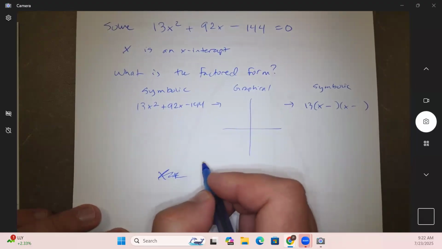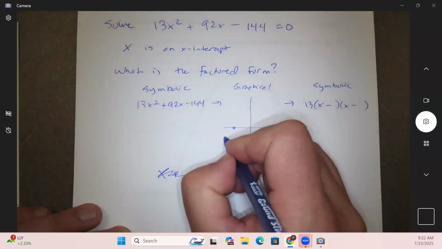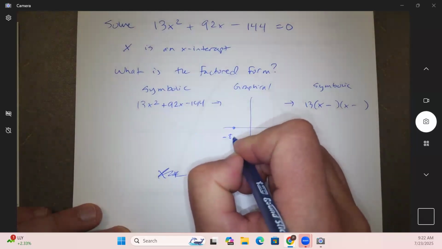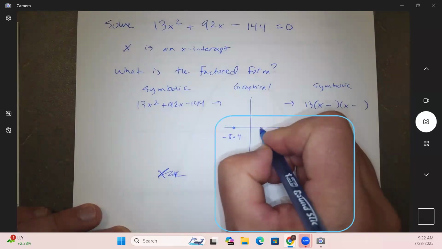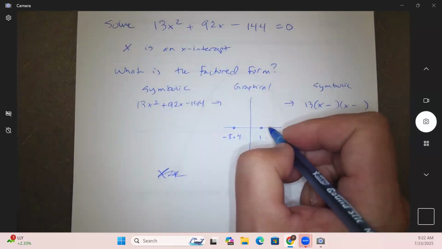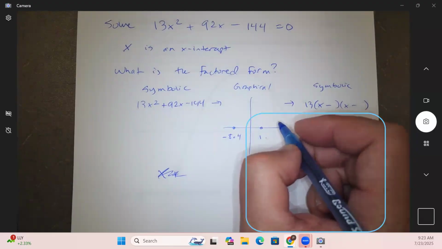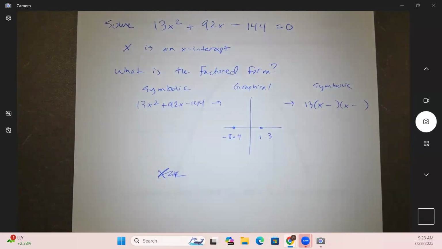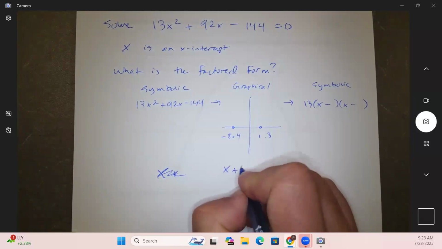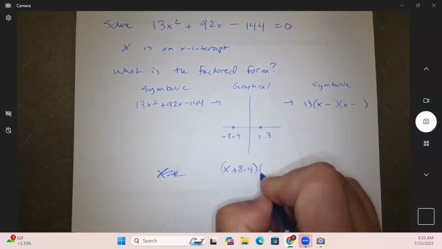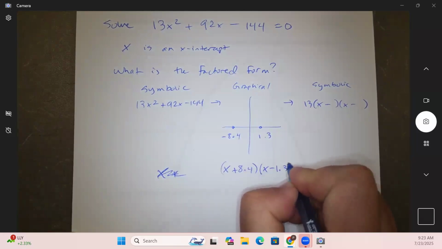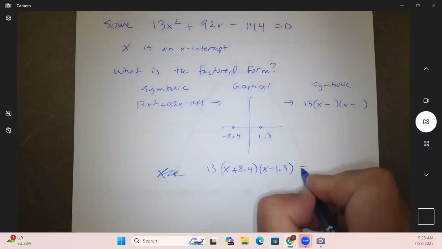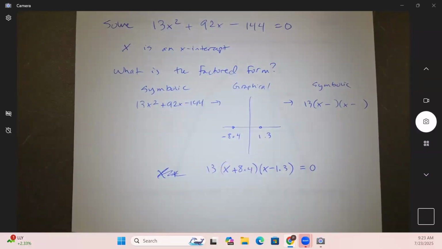First, let me say, on my graph, I see that I get a negative 8.4 and a positive 1.3. So that means I have an x plus 8.4 times an x minus 1.3 with a 13. And those are my solutions, negative 8.4 and positive 1.3.